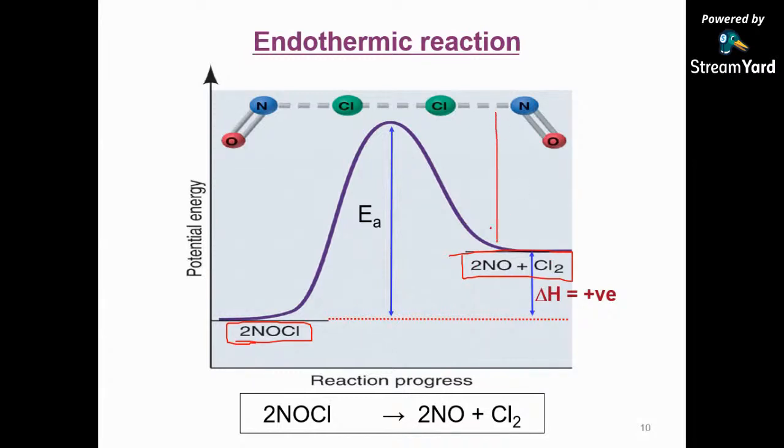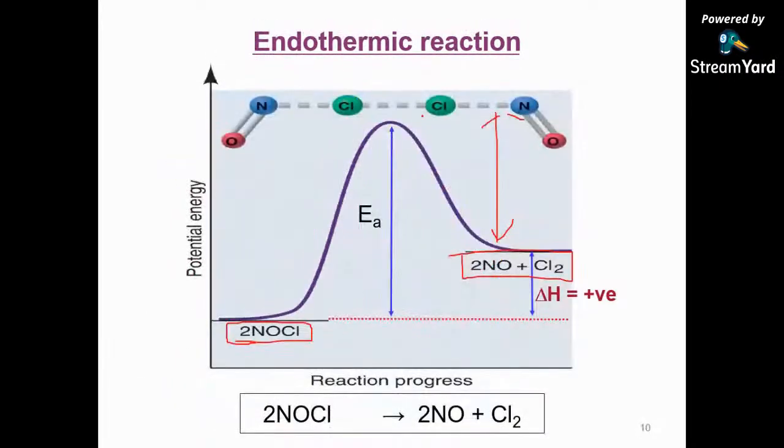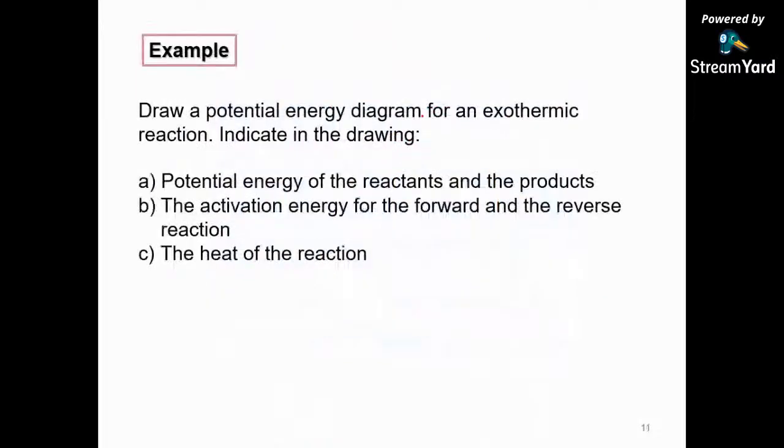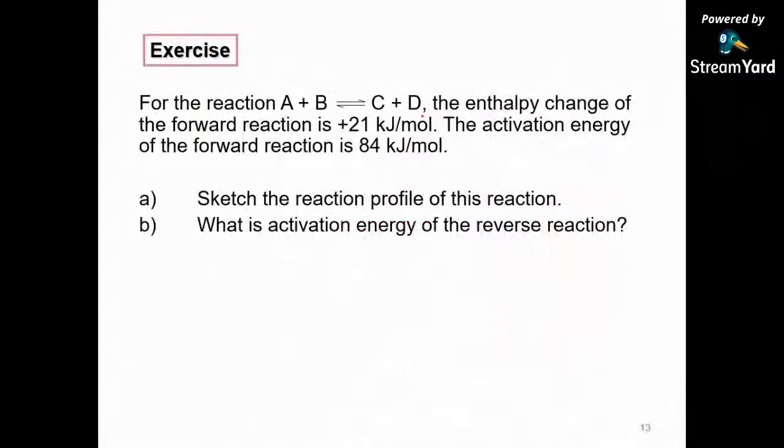Here is the EA reverse. And here is the transition state, or the product we call it complicated. Just now we mentioned it's the activated complex. Another question asks you to draw the potential energy diagram and so on. So this is the answer. Then sketch the reaction profile diagram, activation energy, calculation. I think it should be no problem for you all.